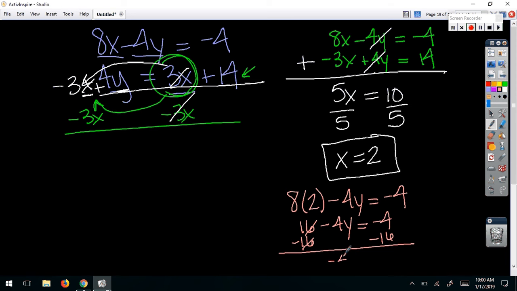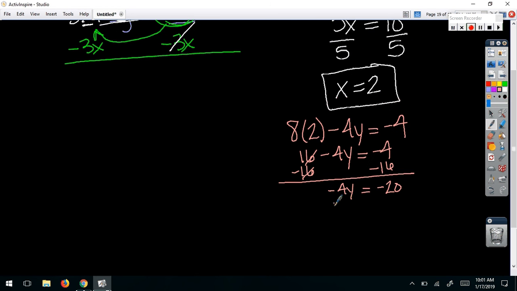All right, the 16's gone. I have -4y equals -20. How do I solve that for y? What's -20 divided by -4? Very good. Okay, but then that's like what we did last time. All right, I'm going to work the first one with you.